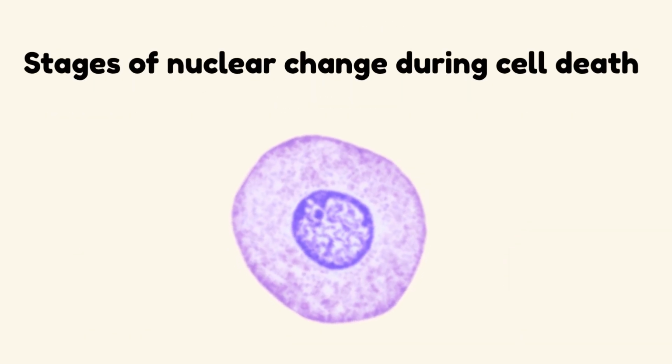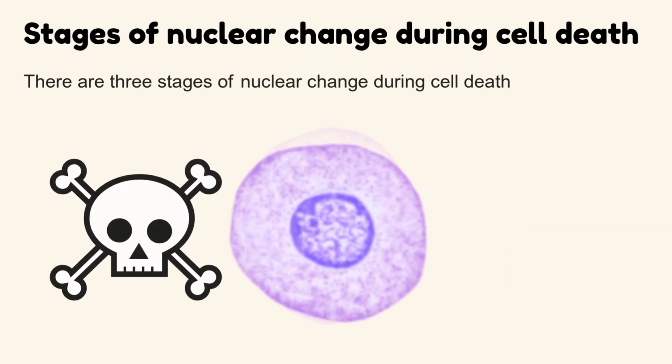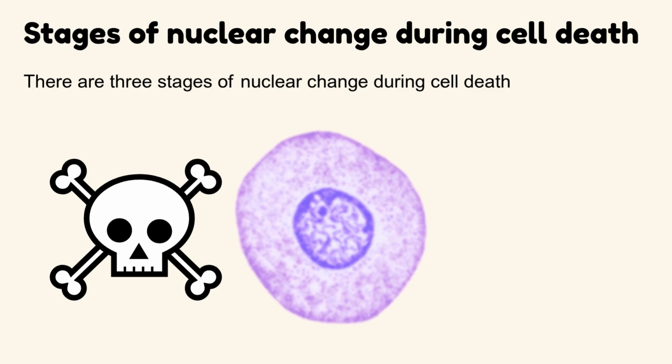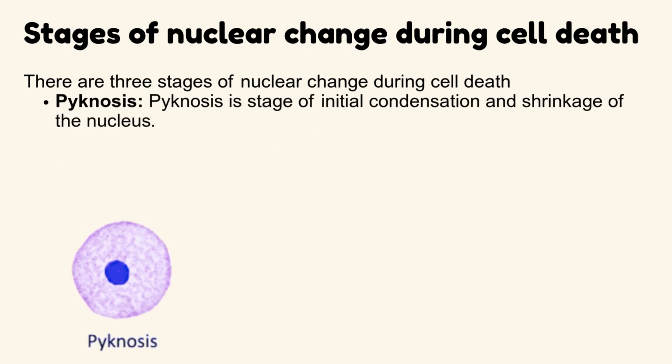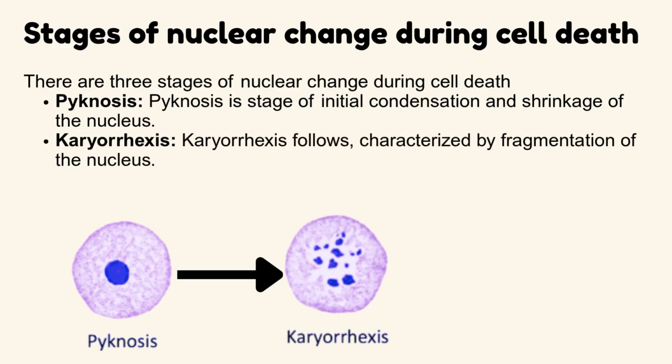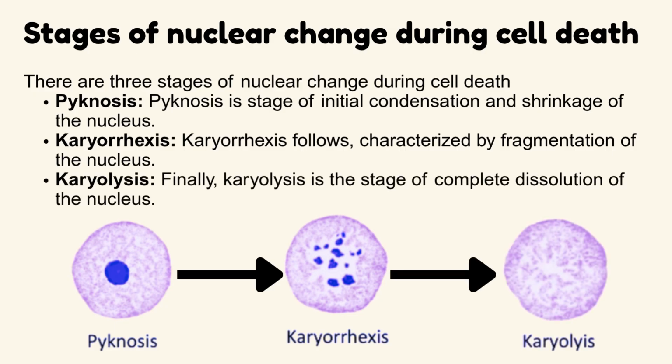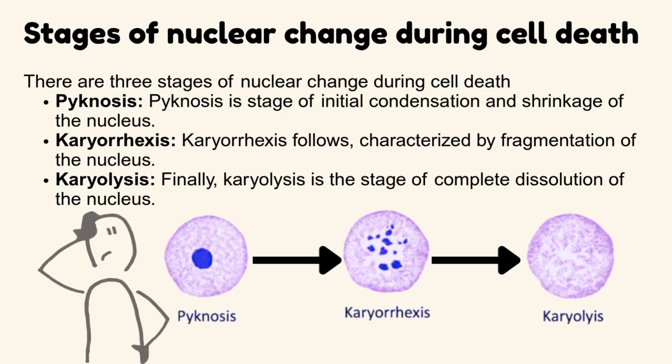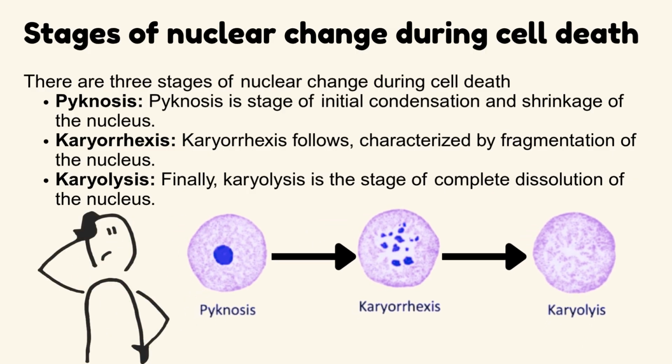Stages of nuclear change during cell death. There are 3 stages of nuclear change during cell death. Pyknosis is the stage of initial condensation and shrinkage of the nucleus. Karyorrhexis follows, characterized by fragmentation of the nucleus. Finally, karyolysis is the stage of complete dissolution of the nucleus. Let's discuss them in detail.